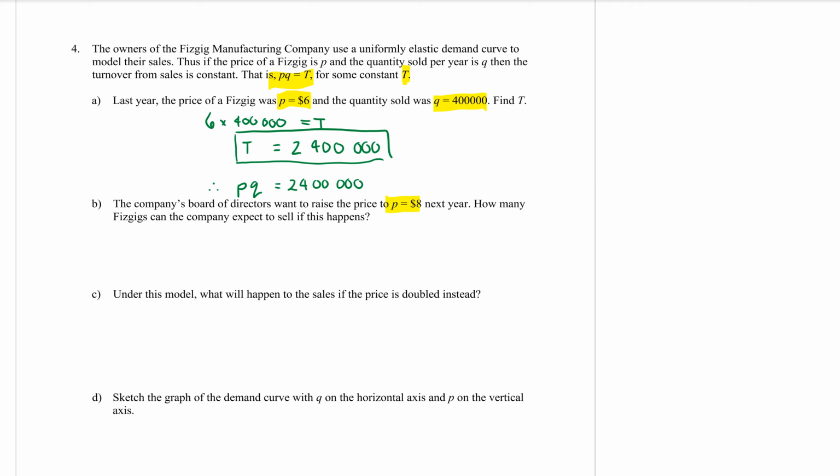Using that equation, our price has changed to 8. So that's 8 for the P. Q is the quantity. We're trying to find out what quantity we're going to sell now. And that is equal to the 2 million.